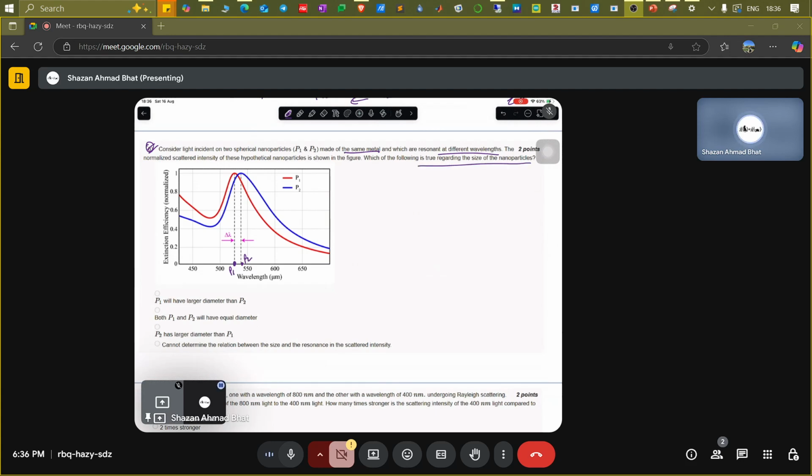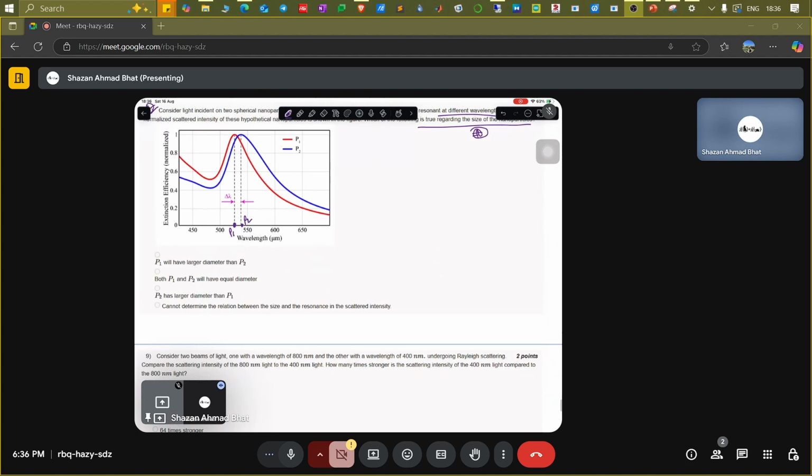Which of the following is true regarding the size of nanoparticles? We saw that if we go on increasing the size of the nanoparticle, the restoring force is going to reduce. K is going to reduce, that means omega naught is going to reduce, that means lambda is going to increase. That means it will be at high wavelength.